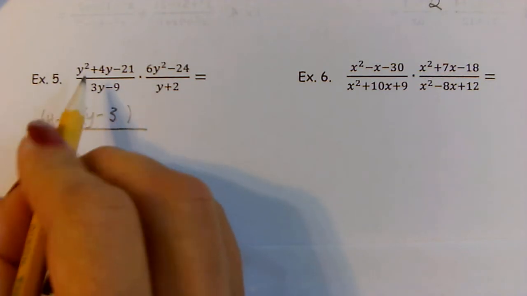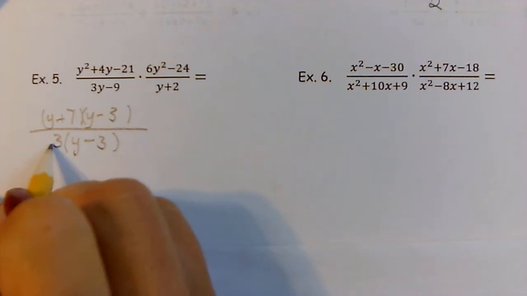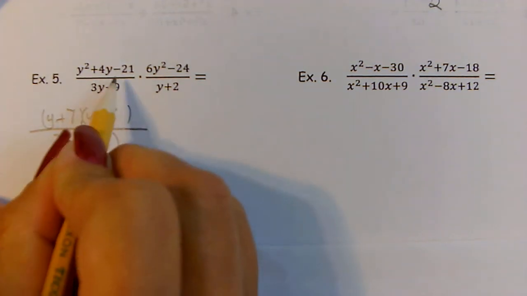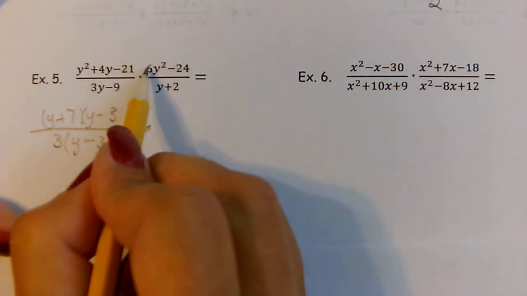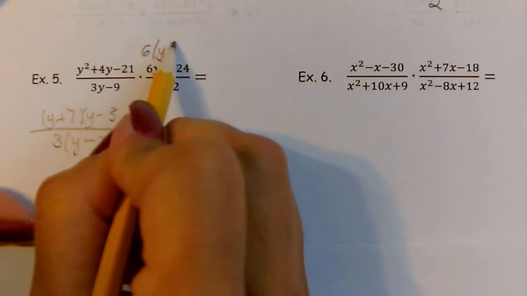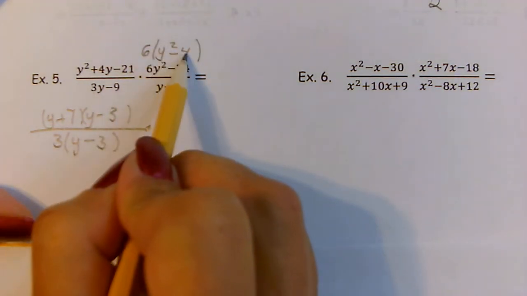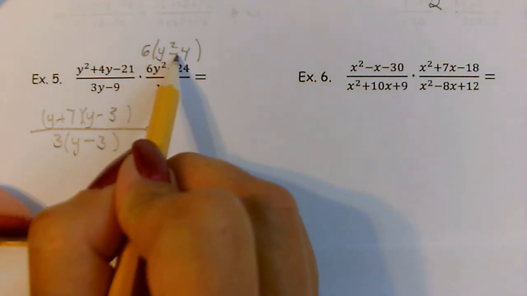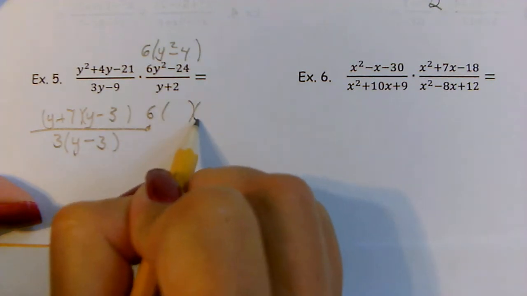In this denominator, pull this 3 out. I'll be left with 3y. 3 times 3 is 9. Here again I'm going to have a two-step. They're both divisible by 6. I'm going to pull that out first. I have 24 divided by 6 is 4. But now I still have a difference of perfect squares. So I'm going to continue to factor completely.